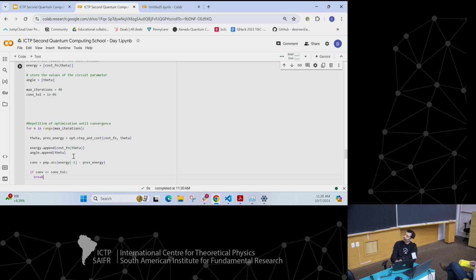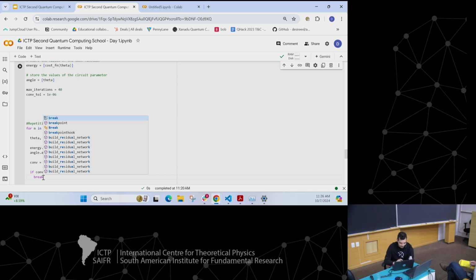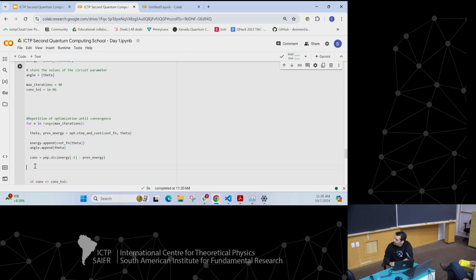Okay, so if we've reached our tolerance, we don't need to go through the 40 iterations. We can just break out of the for loop and end our computation. I'm going to add one more thing here. It's optional, but it's a good way of diagnosing in real time the optimization routine. What this line is going to do is every second step is going to print out the new energy. And you should see that energy decrease if things are going well.